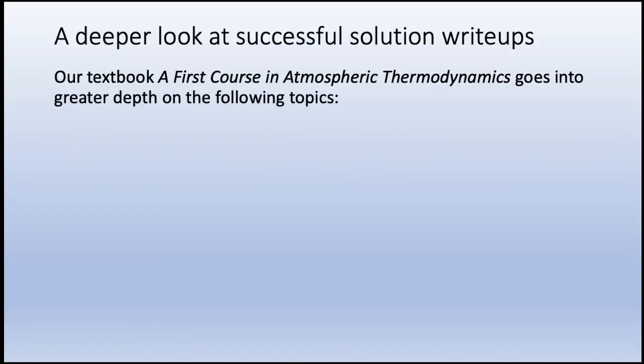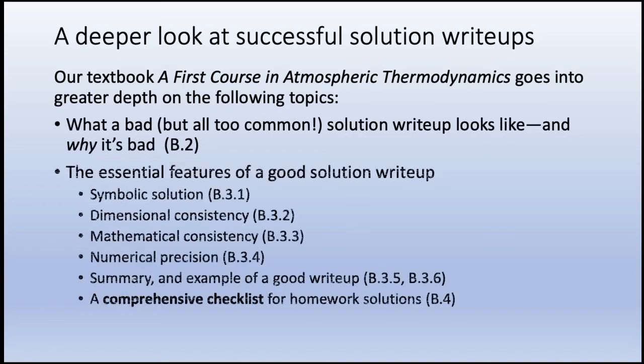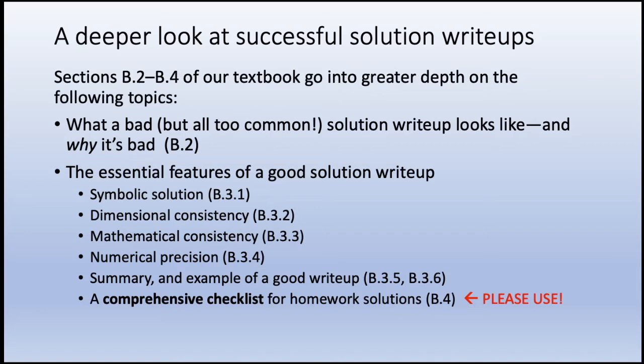The textbook that we're using goes into greater depth on the following topics. What a bad, but all too common, solution write-up looks like and why it's bad. That's in section B2. The essential features of a good solution write-up, including symbolic solutions, dimensional consistency, mathematical consistency, numerical precision, and we have a summary and an example of a good write-up in sections B3.5 and B3.6. Maybe most importantly, a comprehensive checklist for your homework solutions, and I'd like you to use this. We'll be using that checklist when we evaluate homework solutions that are turned in.